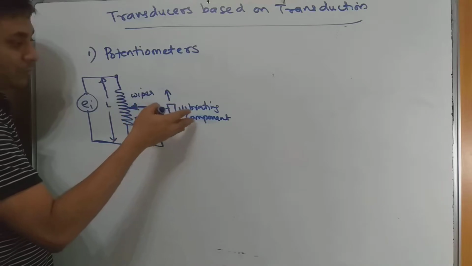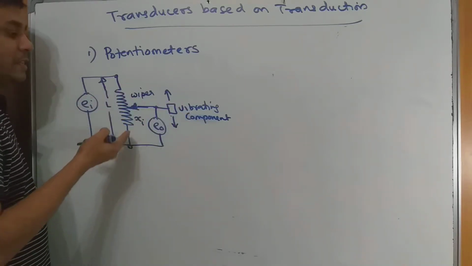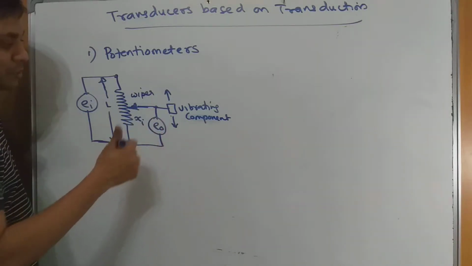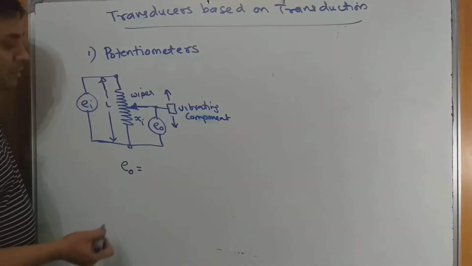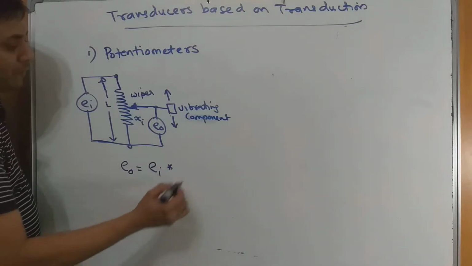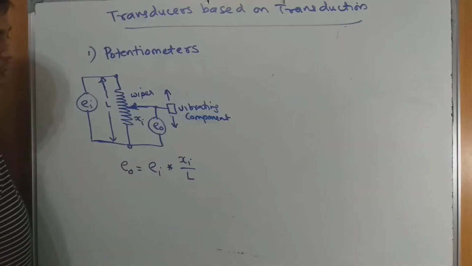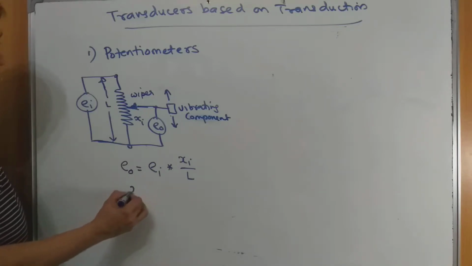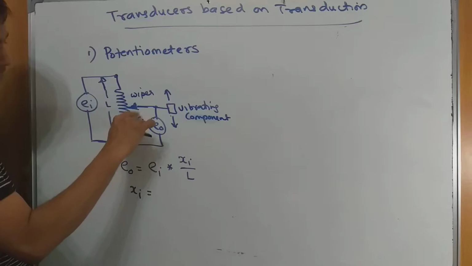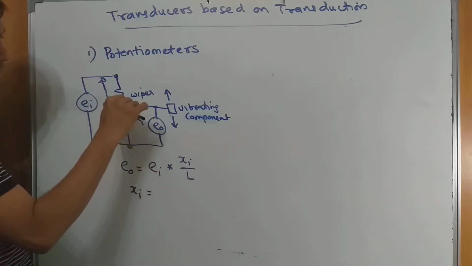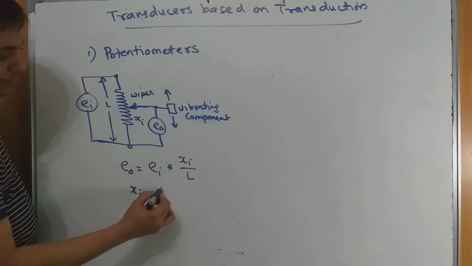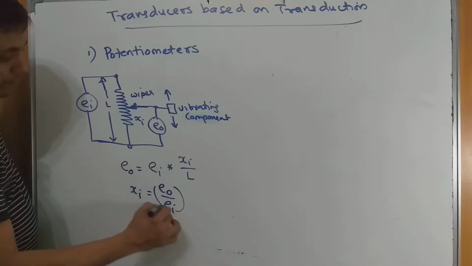Depending upon the vibration of this component, you will have the corresponding change in the wiper. Accordingly, you can find some output here. As you know from the normal potential divider rule, Ei, the input voltage, multiplied by Xi over L, will tell you the output voltage. If you are interested in Xi, which is the length or the vibration, the distance of the wiper point or contact point with respect to ground, Xi is normally calculated by the equation E0 divided by Ei multiplied by L.